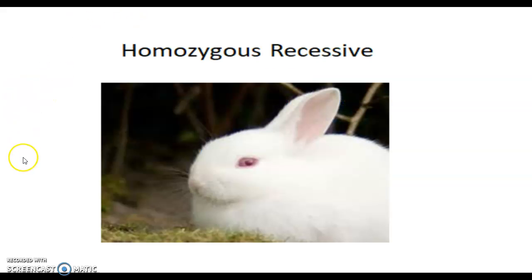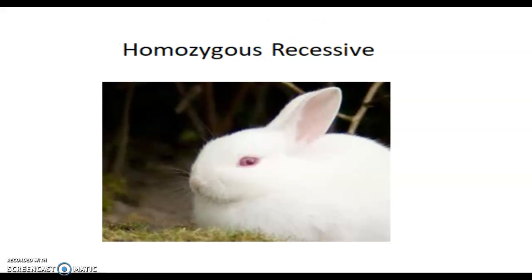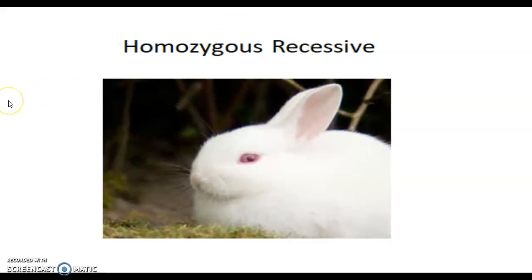Okay, this bunny is homozygous recessive. If you look at it, you can see that it's albino, which means that if it breeds with anything that's not an albino, in all likelihood, none of its offspring will be albino. It's a very, very recessive trait. Now, it's homozygous recessive, which means it's all the way 100% recessive. So if it has a brown bunny or a black bunny, it's not going to have that trait at all.